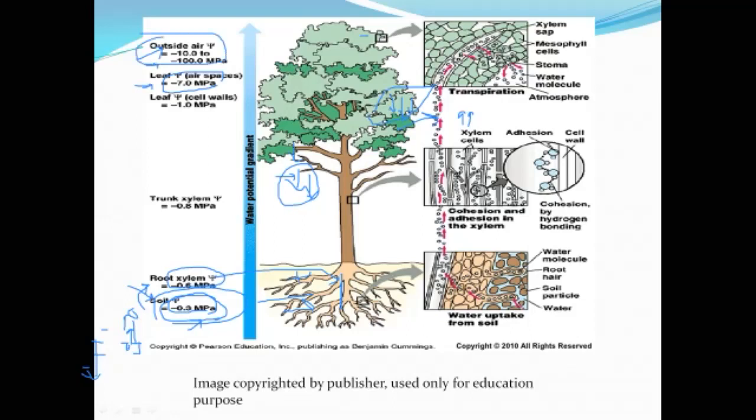The leaf has slightly higher, minus 7 is higher than minus 10. That's why the water leaves the leaves. That moves outside through the process of transpiration along the water potential gradient. So the water moves outside. Now the leaf has low water concentration, or low water potential. The trunk xylem, or the stem, has slightly higher water potential. See, minus 0.8 is slightly higher than minus 7.0.